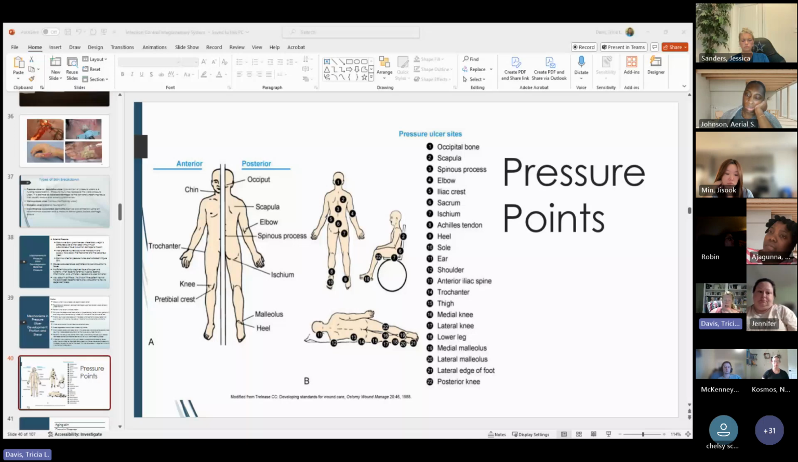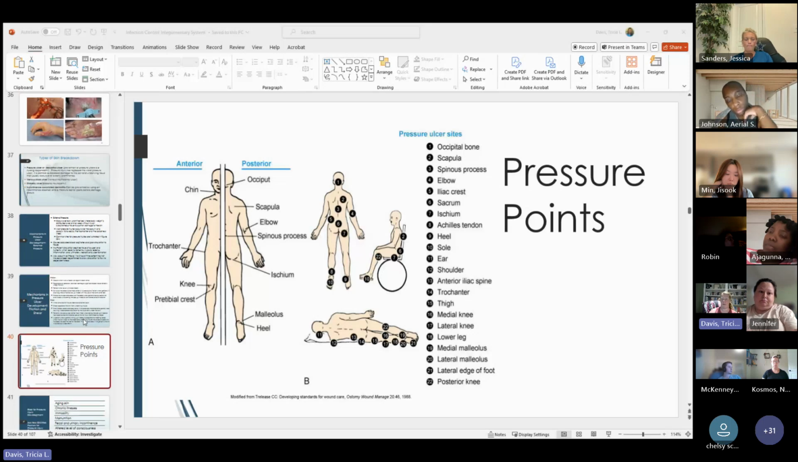Depending on what type of documentation you have, you might just be circling. If you are in an outside facility like an assisted living, you might have paper documentation, so you would just circle the areas on the body. In electronic medical records, you are just documenting them in the computer.